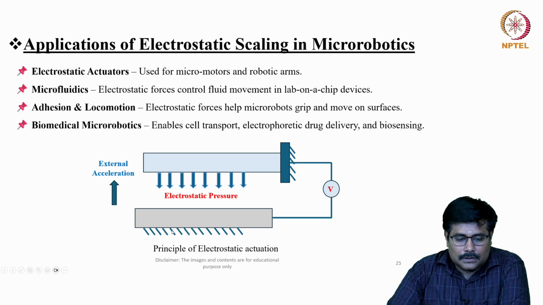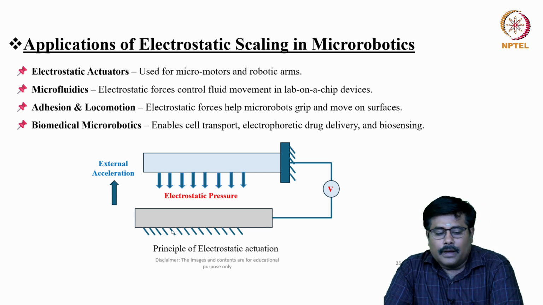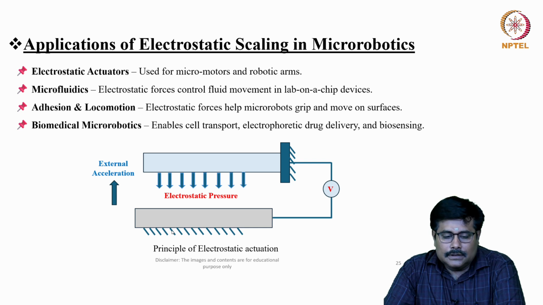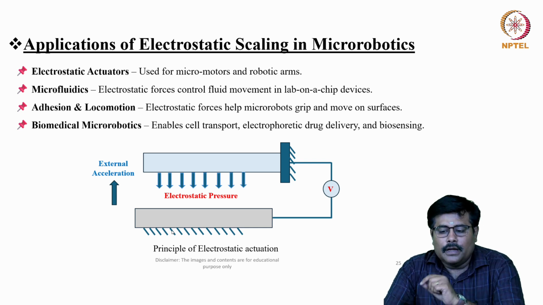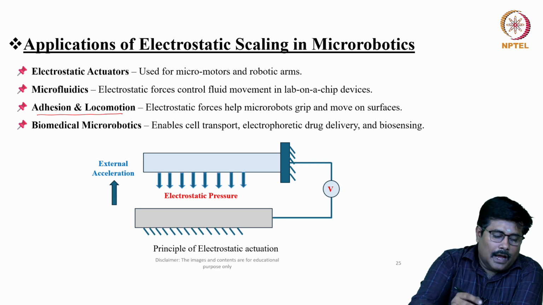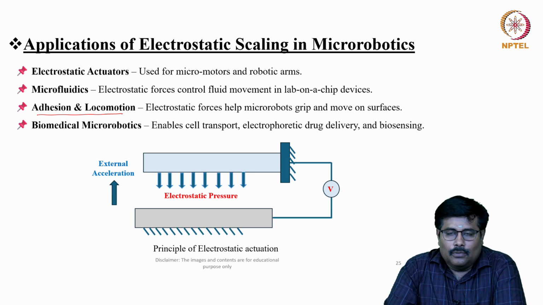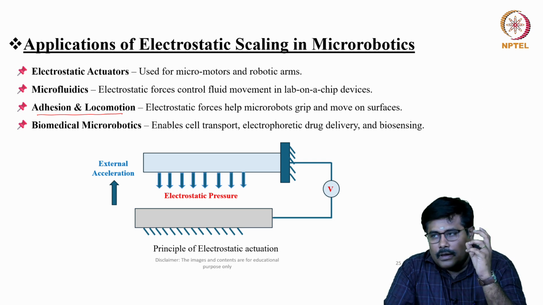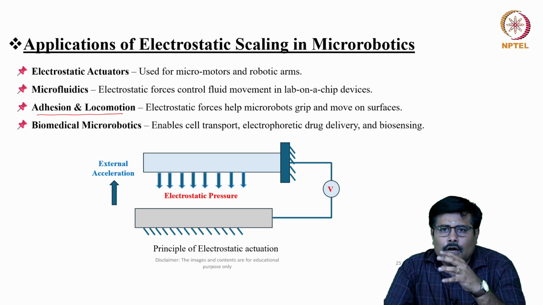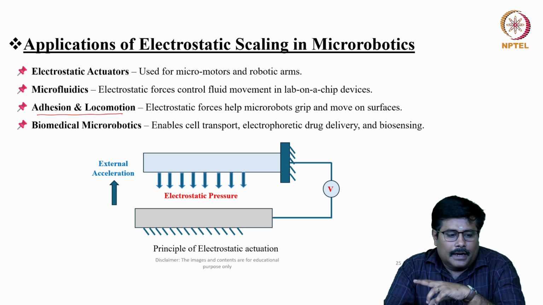Now, when we look into the close application, electrostatic actuators are used for micromotors and robotic arms. From a microfluidic point of view, these electrostatic forces control fluid movement in lab-on-chip devices. One of the key applications highly focused on with reference to electrostatics is adhesion and locomotion. Adhesion of a small micro robot towards a wall or a surface caters to different functionality, including surveillance, inspection, or sometimes targeted drug delivery.